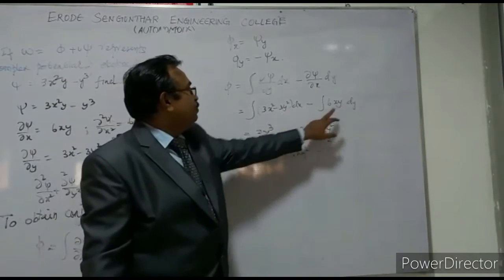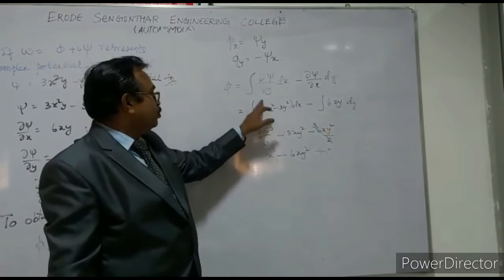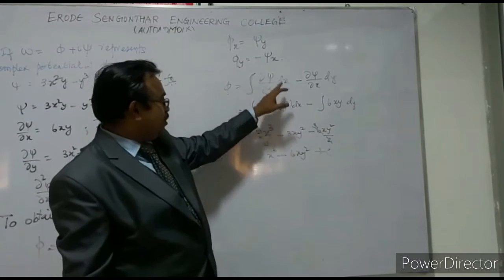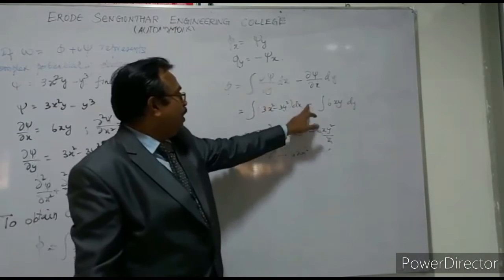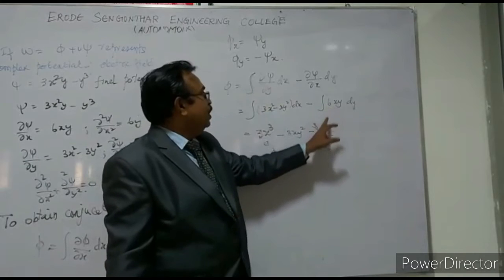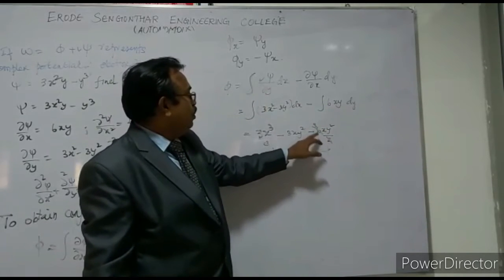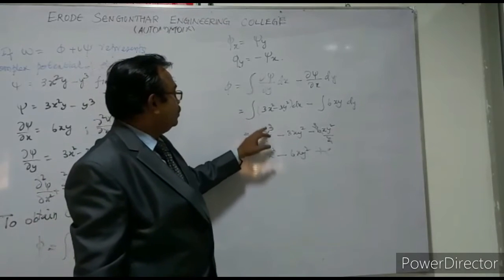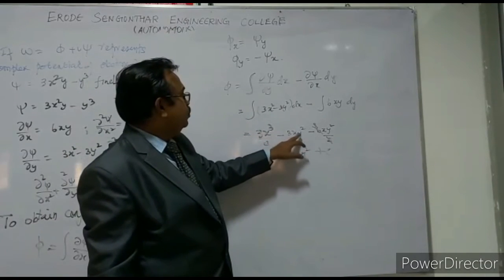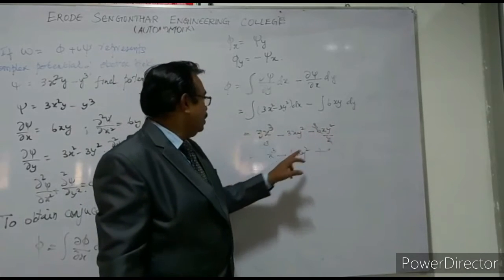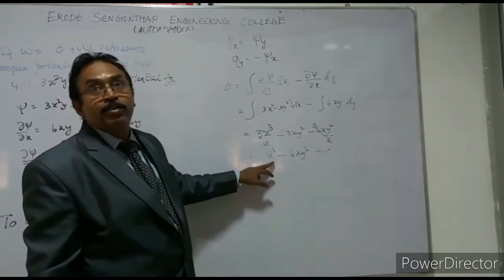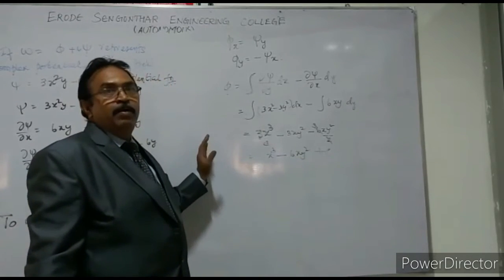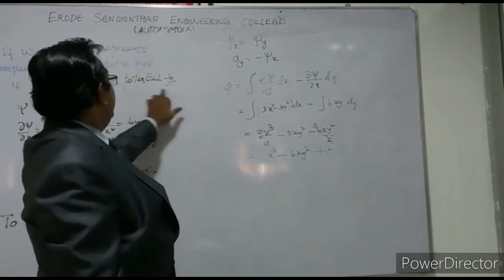Integrating with respect to x, we get 3x cube by 3 minus 3x y square, where y is considered constant with respect to x, minus 6x y square by 2. We divide 6 by 2, that is 3, so we have x cube minus 3x y square minus 3x y square. Adding these, we have x cube minus 6x y square plus some constant. This is the potential function that we need.